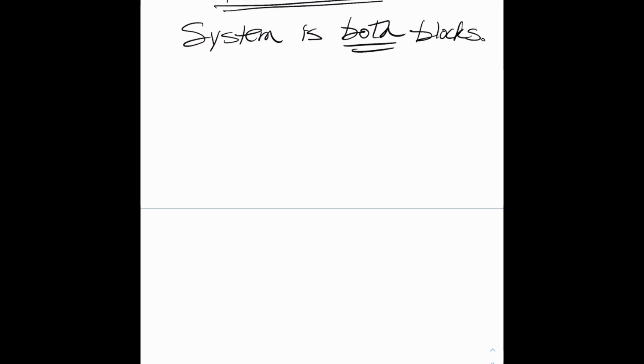And I'm just going to write system is both blocks, just so we know that this calculation goes with that. Sigma Fx is equal to max. So there's Newton's second law in the x direction.